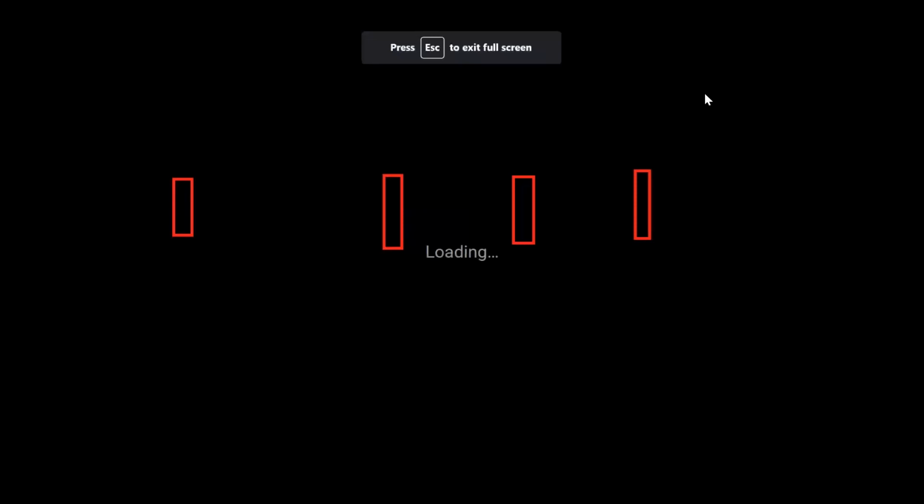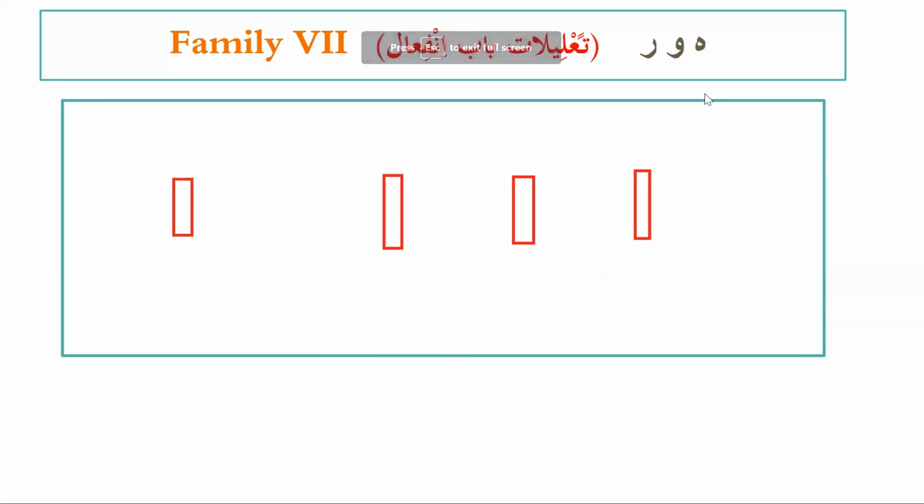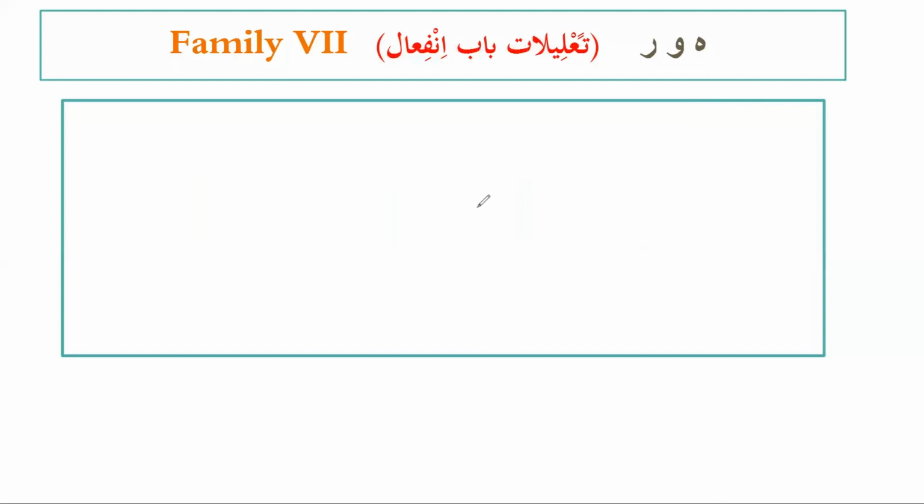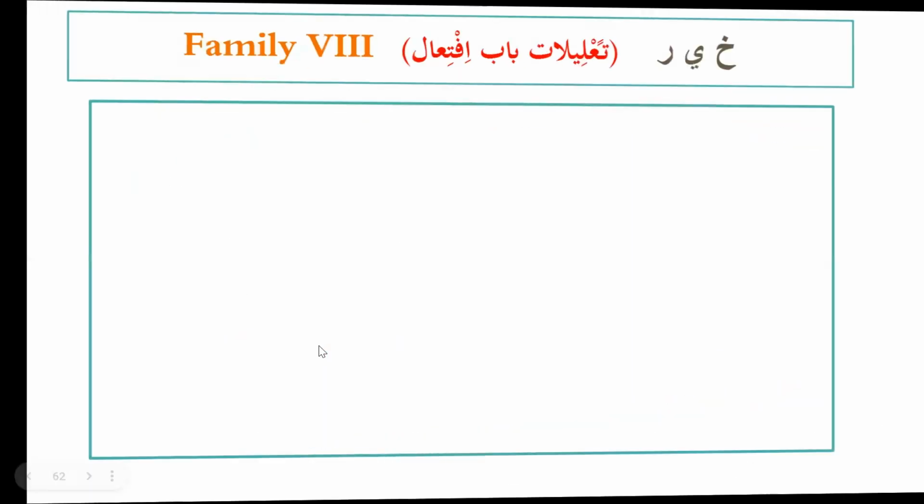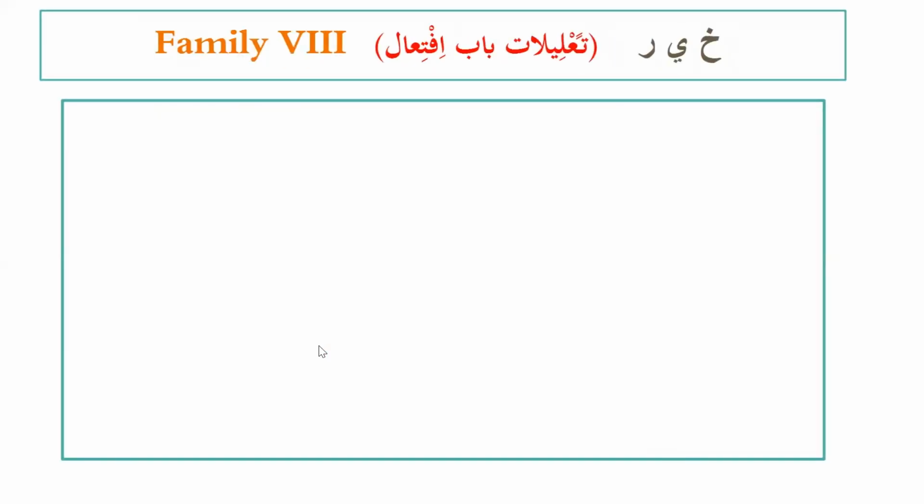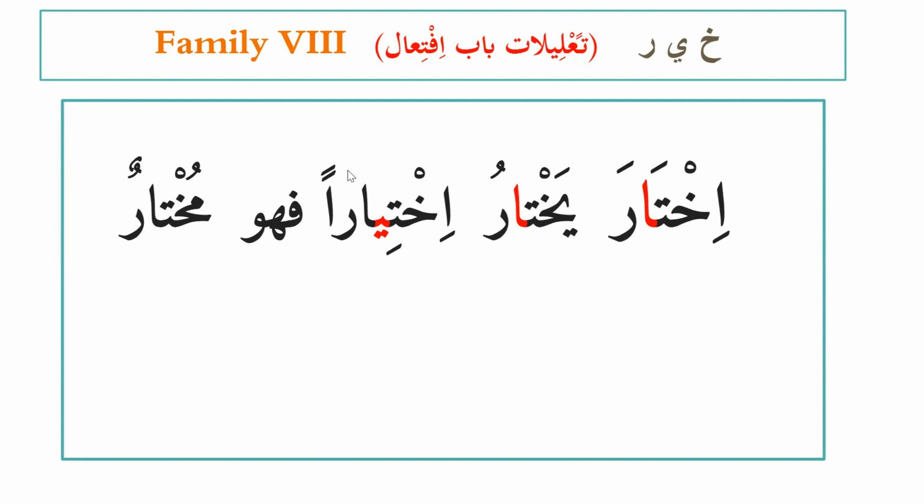Okay. Now, hold on. Let me first remove these drawings and then go to the next slide, which is family 8. So family 8, the keyword for family 8, Ajwaf irregularity, is khayara. And if we do the surf changes, ta'lilat in bab iftial. In classical Arabic, this family is known as bab iftial. In dream program, we called it iftaraba family.